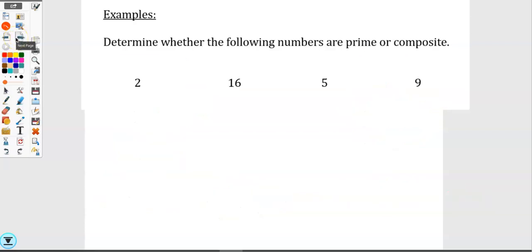Okay, the last thing we're going to do is decide if the following numbers are prime or composite. So again, prime is only 2 factors. Composite is more than 2 factors. So when I think about the number 2, the only factors of 2 are 1 and 2. So that's going to make 2 prime.